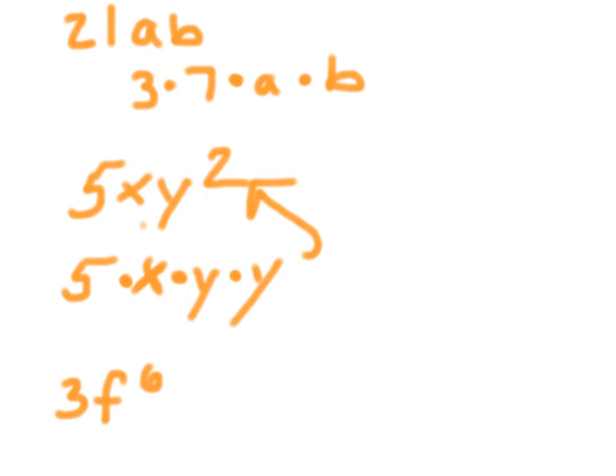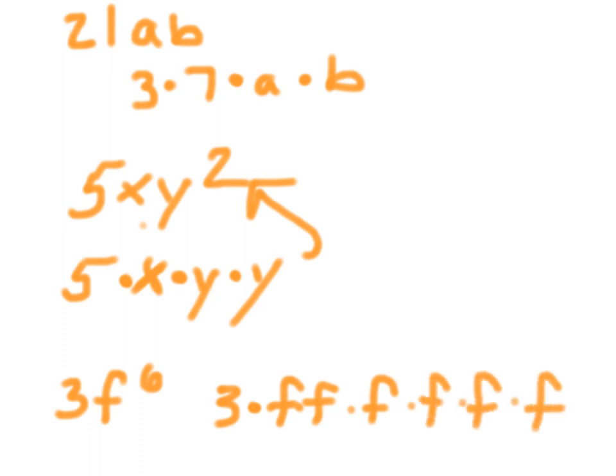Well, I've only got one whole number. I can break 3 down into 1 and 3, but I don't even need to bother with that, so I'll just say 3. Oh my goodness. I've got 6 f's. F times F times F times F times F times F. Looks like one of my 6th grade report cards.